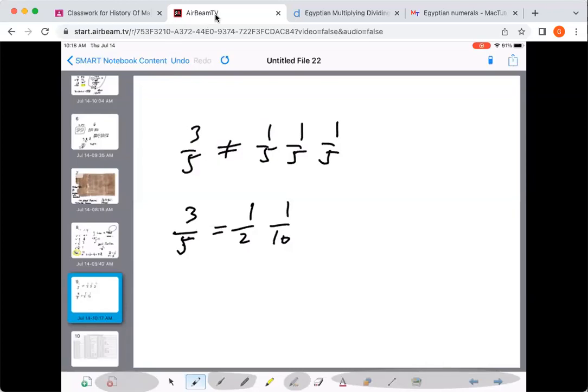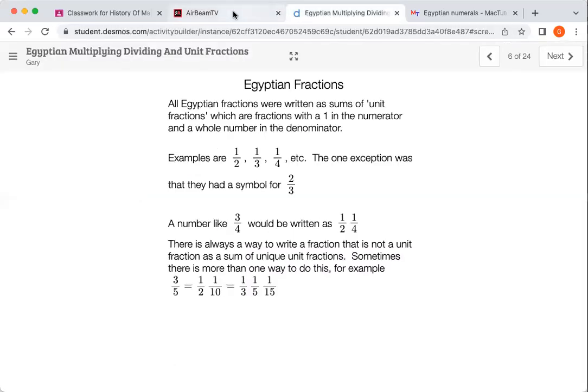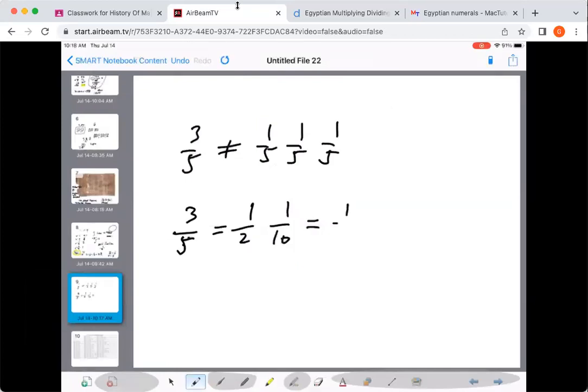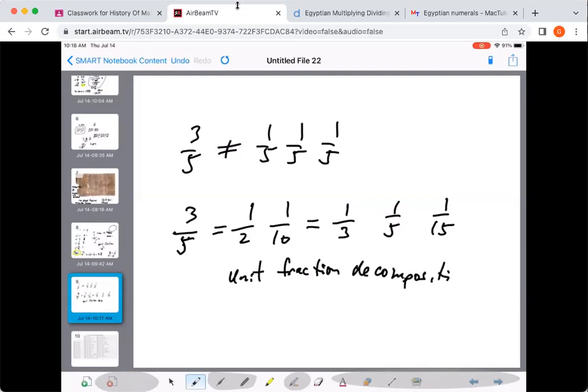But what's funny about these unit fraction decompositions is that they are actually not unique. It's also 1/3 plus 1/5 plus 1/15. You could put the plus sign, it wouldn't be that bad. But 1/3 plus 1/5 plus 1/15. Add those up. You get 5/15 plus 3/15 plus 1/15 is 9/15, which is also 3/5. So that's interesting. Unit fraction decomposition may not be unique.